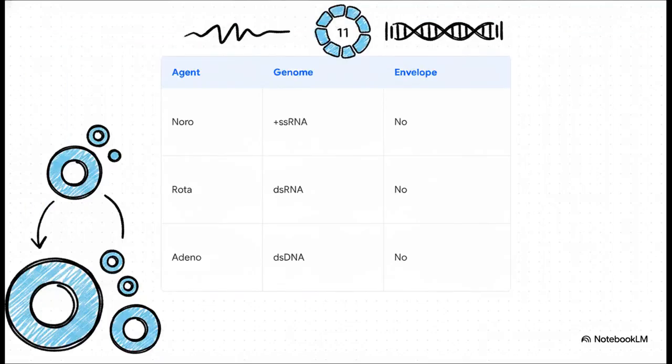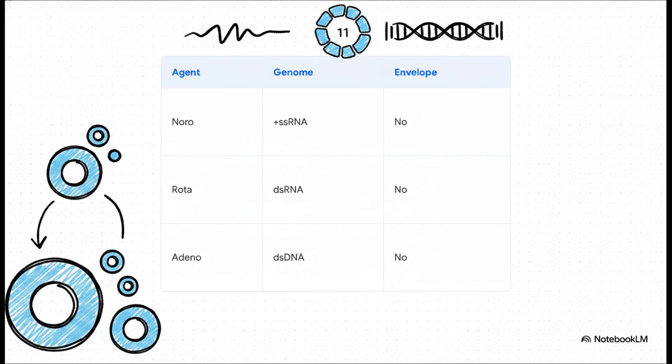And this right here perfectly frames your ultimate differential diagnosis. Look at the nucleic acid row. We've got norovirus as positive single-stranded RNA. Rotavirus has double-stranded RNA with those 11 segments. And just to round out the enteric viral landscape, enteric adenovirus 40 and 41 is double-stranded DNA.